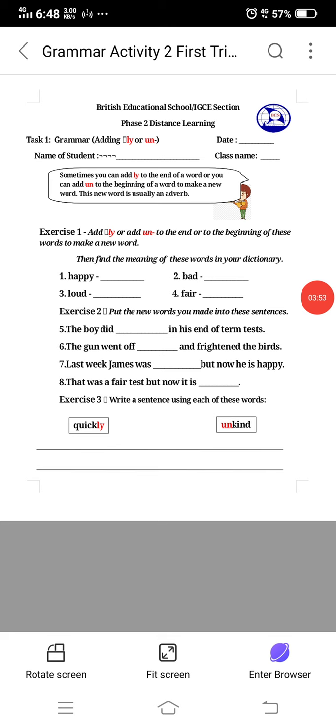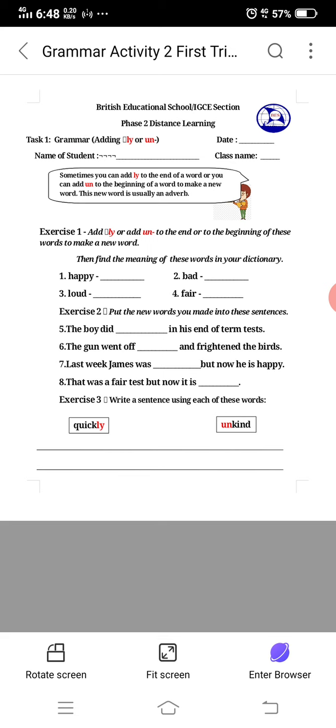Now, this is your grammar activity for today. Exercise 1. Add suffix ly or add prefix un to the end or to the beginning of these words to make a new word. Then find the meaning of these words in your dictionary. Number 1, happy. Number 2, bad. Number 3, loud. Number 4, fair.